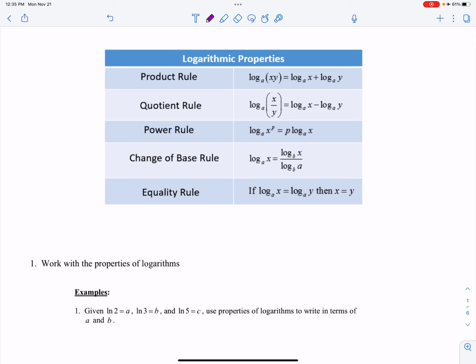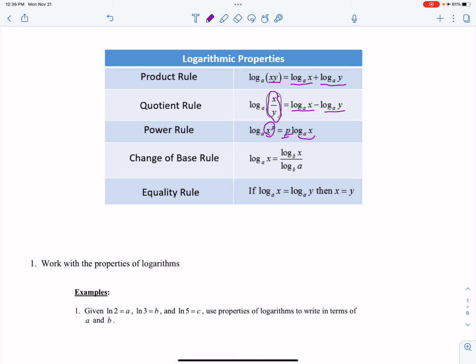Here we have our product rule, where if we have a product inside of a log, we can rewrite that as the log of the first value plus the log of the second value. Our quotient rule is very similar but deals with division. So if we have a quotient happening inside of our log, then we can rewrite that as the numerator minus the denominator. Our power rule, if we have the log and our value has a power, it's raised to an exponent of some sort, we can rewrite that as our exponent in front of our log.